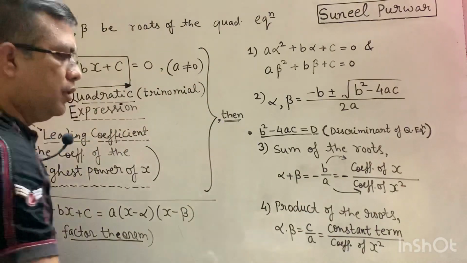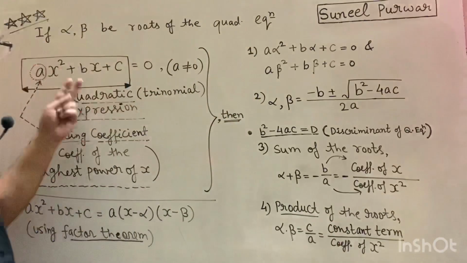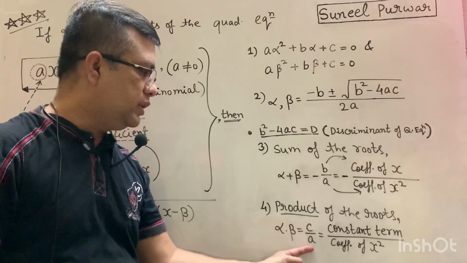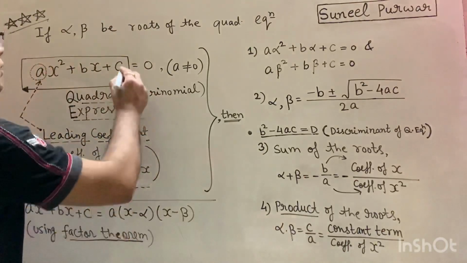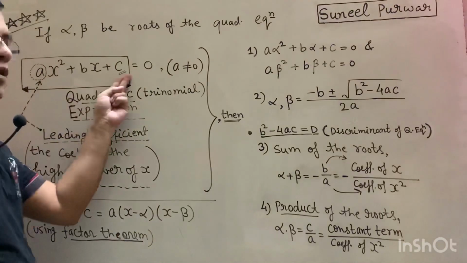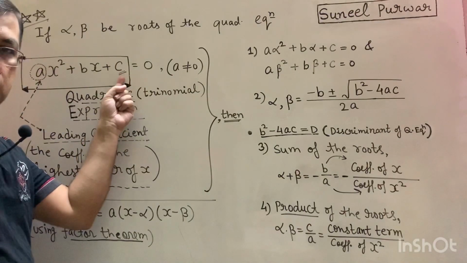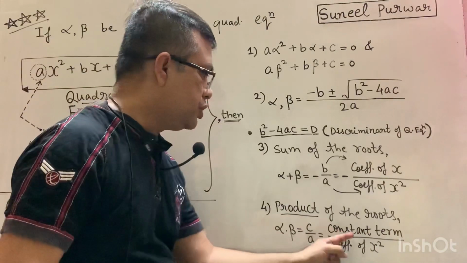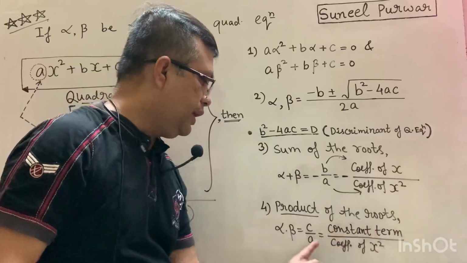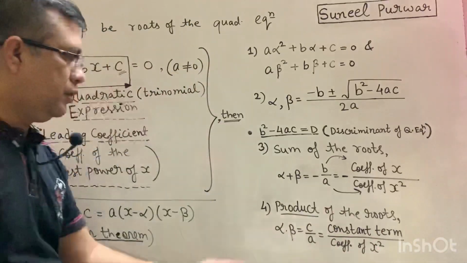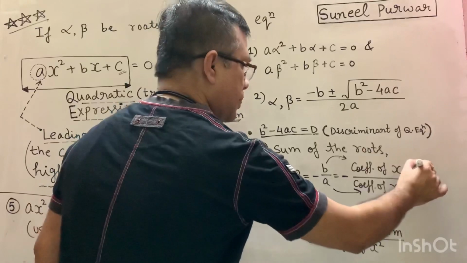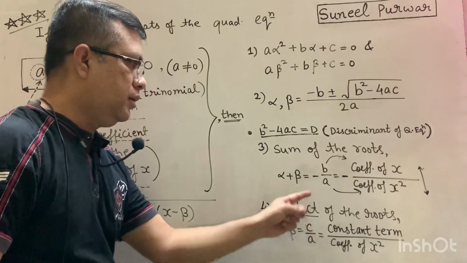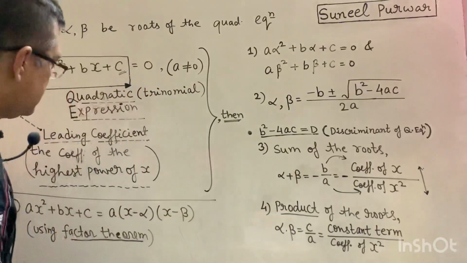On the other hand, the product of the roots. Roots are alpha, beta, so their product alpha into beta is given by this formula, c by a. What is c? The constant term. This was a quadratic equation in x, so this term which is without x will be called the constant. So c means the constant term divided by a, which is the coefficient of x square. So this is the formula for the sum of the roots, and this is your formula for the product of the roots, c by a, and the sum is minus of b by a.